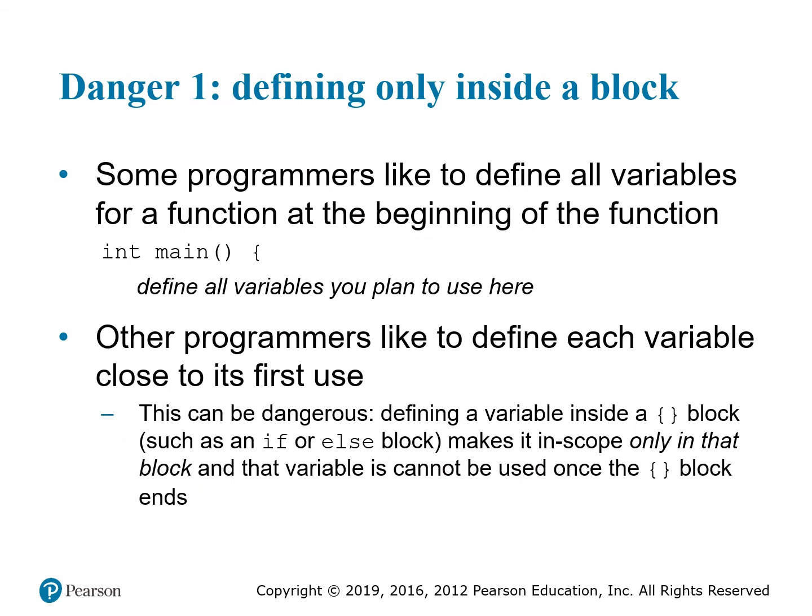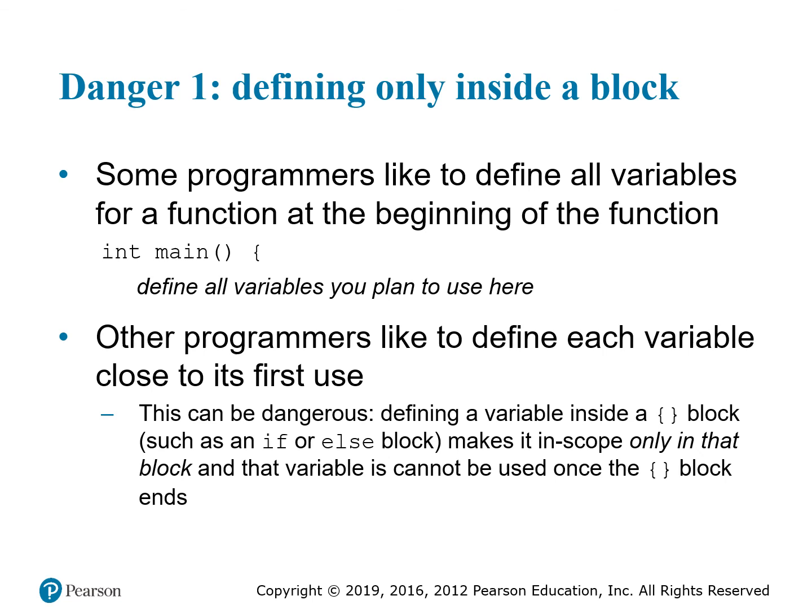There are two dangers of defining something inside a block. Some programmers like to define all the variables for a function at the beginning of the function. You have int main, and then define all the variables you plan to use there. Other programmers like to define each variable closer to its first use because that makes the program a little more self-documenting. You don't have to put comments in as much explaining why you're defining that variable if you're defining it just before you use it.